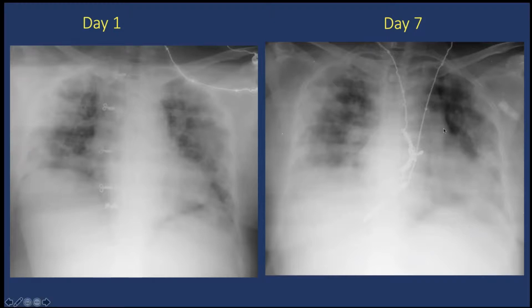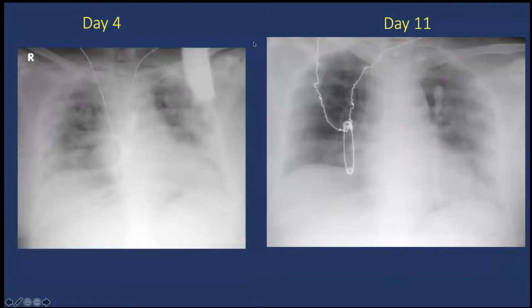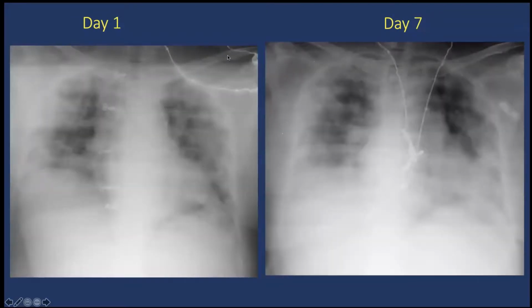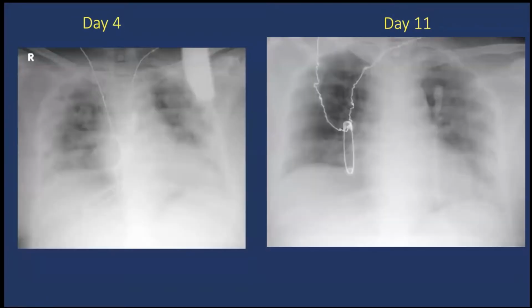And we can see on day 7, specifically on the right upper zone, that there was a large patch of consolidation which has partially resolved. Similarly, the diffuse ground glass density which was seen on the left upper lobe has also started resolving by day 7. And further, I'm sorry, this is day 4, I've mixed up the images. And by day 11, we can see that there is very good resolution, near complete resolution. There is still some persistence of peripheral ground glass densities and some patch of consolidation on the left side. But by and large, his right lung infiltrates have cleared nicely.